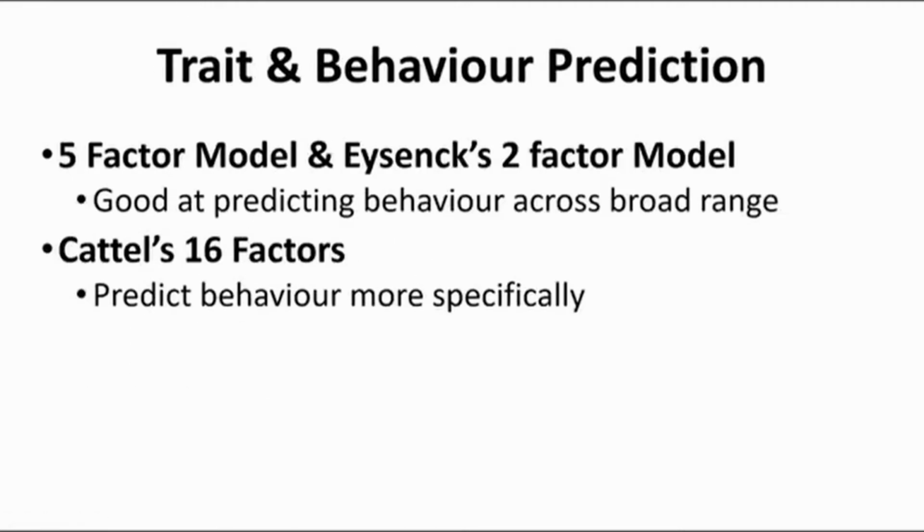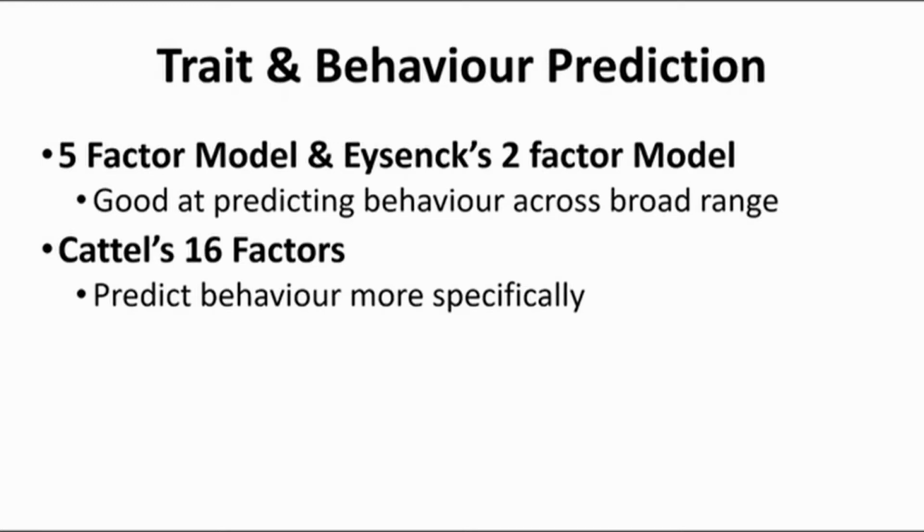So how do we evaluate which of these models is the best? How do we evaluate their effectiveness? Well, we can look at how good they are at predicting behavior. So if we can evaluate someone in terms of these models, how accurate are they in terms of matching with behavior that we observe? And as you might expect, our smaller, more concise models, the 5-factor and the 2-factor model, are quite good at predicting behavior across a broad range. So they're a lot better at getting us the big picture of what people might do in a particular situation.